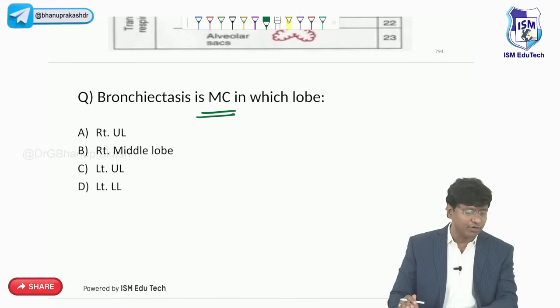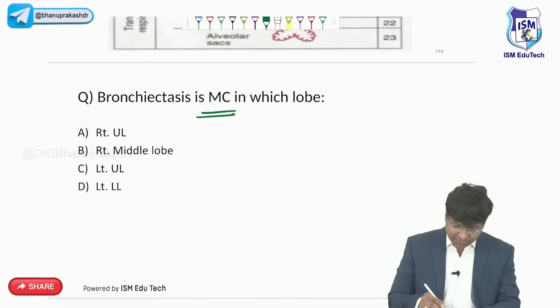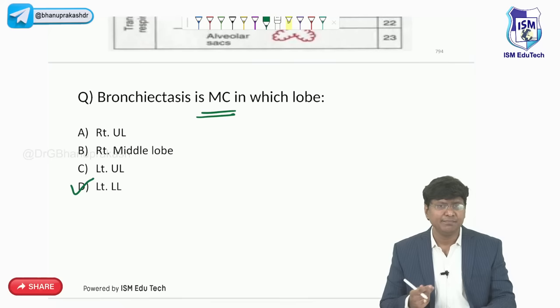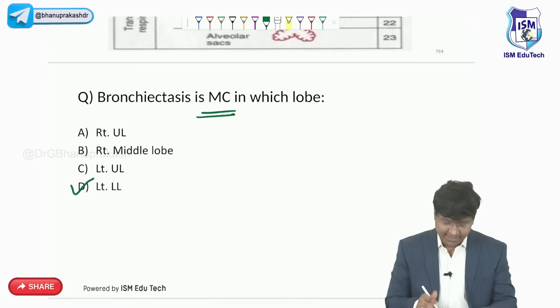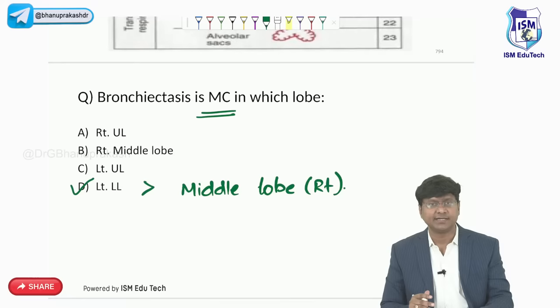Bronchiectasis is most common in which lobe? Anyone of you? Very good. That will be the left lower lobe that is affected in case of bronchiectasis. That is the most common lobe. Why? Because the airway to the left lower lobe is long and narrow. That can get affected. And followed by the left lower lobe, the next most common lobe being affected is the middle lobe. And the middle lobe, you have that only for the right lung. So the middle lobe of the right lung is the next most commonly affected lobe.